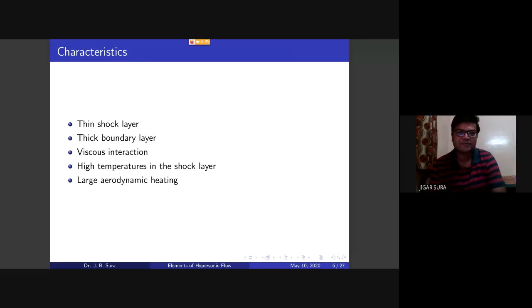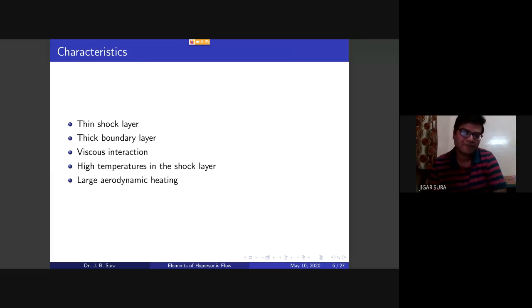If you observe the theta-beta-M diagram from a gas dynamics book or propulsion books, you will see that if you increase the Mach number, for a given value of theta, your beta value reduces. That means the distance between the shock wave and the object will reduce. So this becomes very thin. You will not be able to distinguish between the shock layer and your actual object.